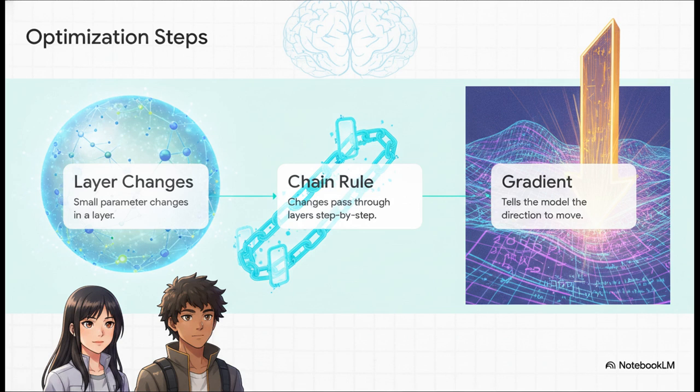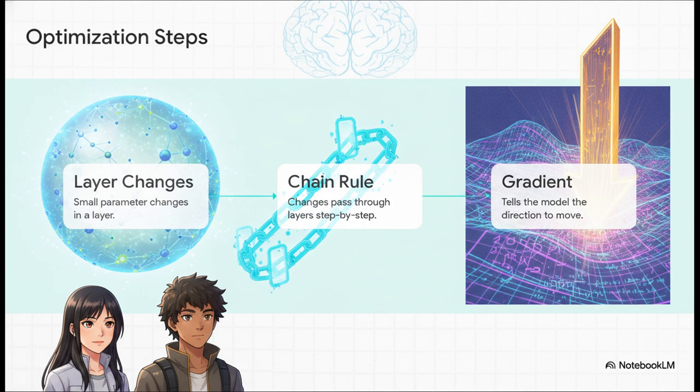So, step 2, we use something from calculus called the chain rule. The chain rule basically explains how a small change in one layer ripples through to the next layer and the next, step by step, all the way through the network. And then step 3, this whole process culminates in something called the gradient. Think of the gradient as a compass. It tells the model the exact direction to move all of its parameters to shrink that overall error.